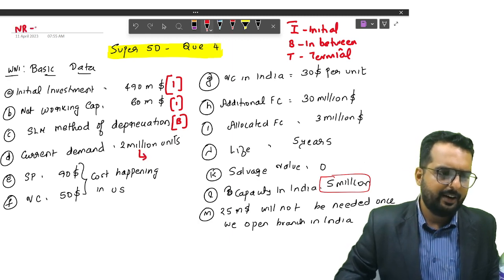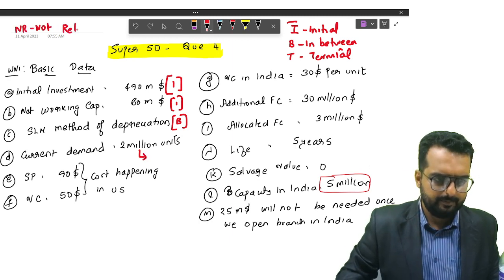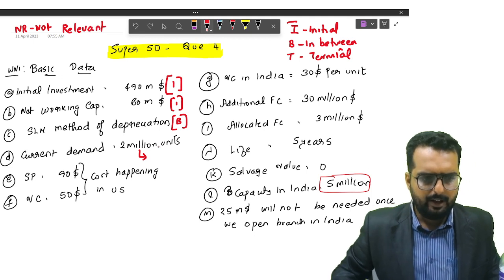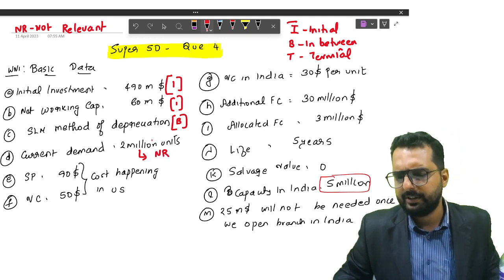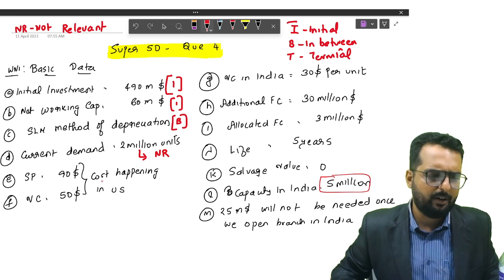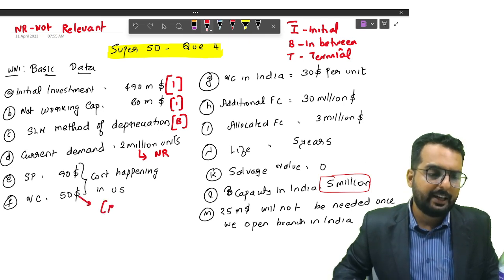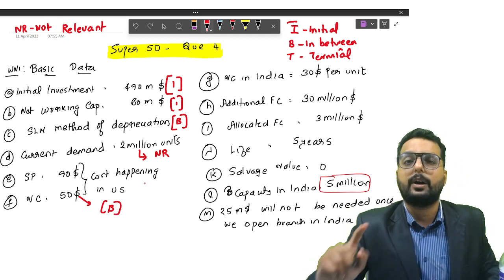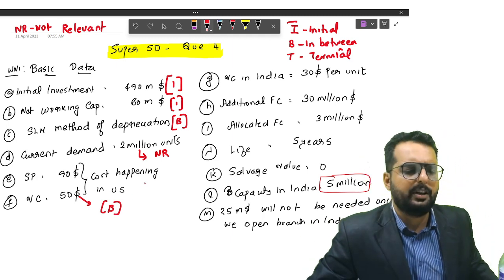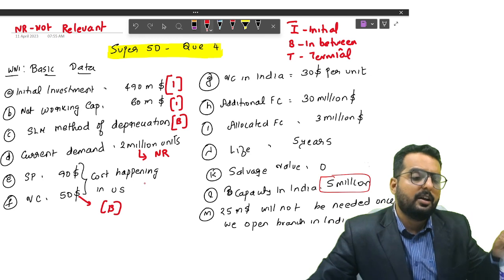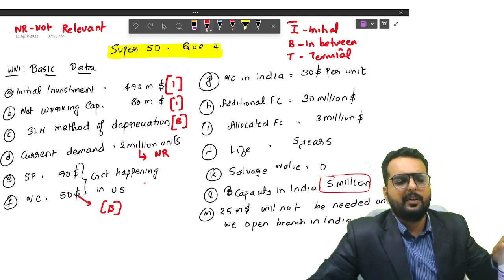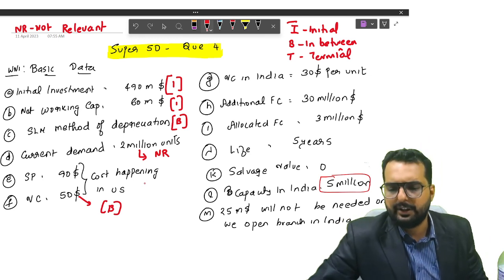I'll call not relevant as NR. Not relevant because it has come down to how much now? It has come down to 1.5 right now. These two things are also relevant in what? In between cash flow, but with 1.5 million units, not with 2 million units. Are you clear? So earlier they were getting a contribution. Now they will not get it. That becomes an opportunity cost.